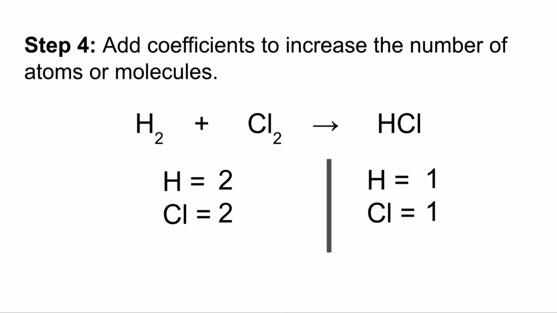Next, you're going to add coefficients to increase the number of atoms or molecules. Coefficients are placed in front of the substances in the reaction. In this reaction, we need more product, so we're going to add a coefficient there. If we add a 2 in front of hydrogen chloride, that changes how many total hydrogen and chlorine we have on the product side. Now, there are 2 total hydrogen and chlorine on both sides of the reaction.